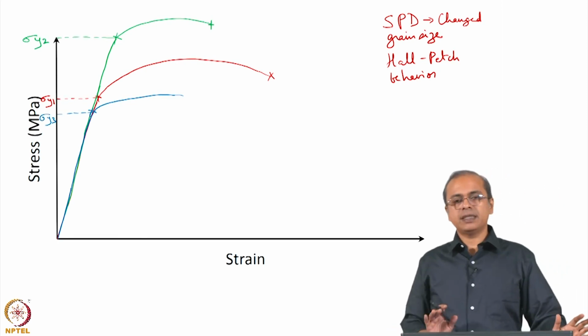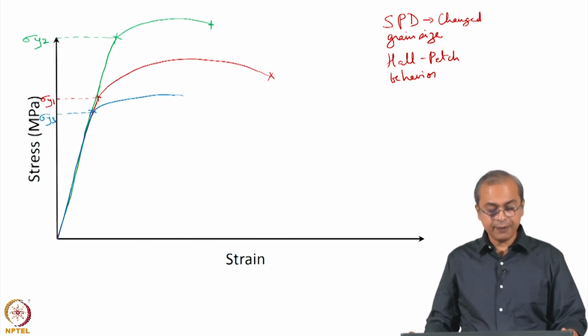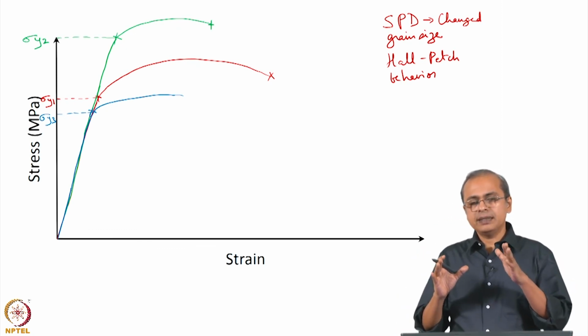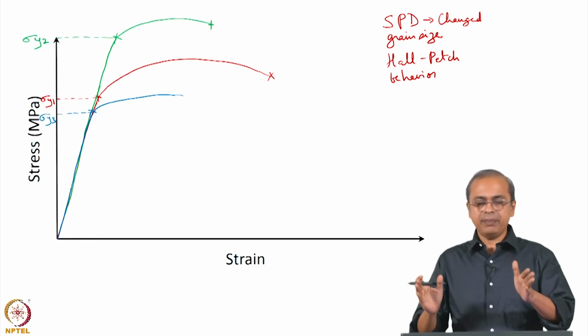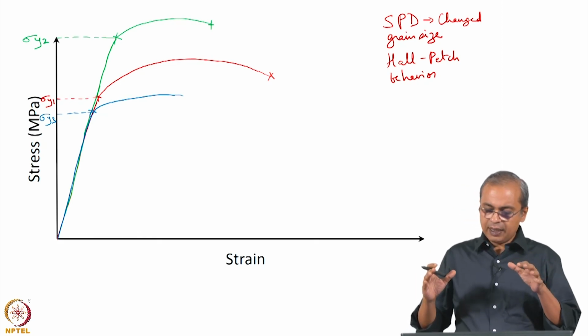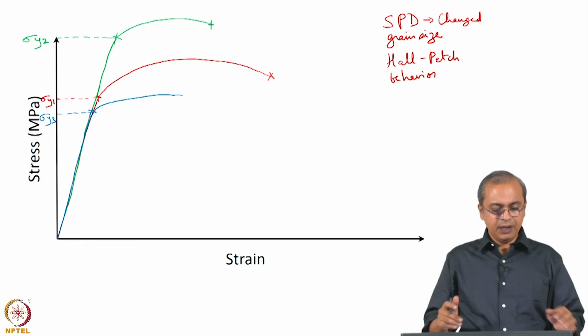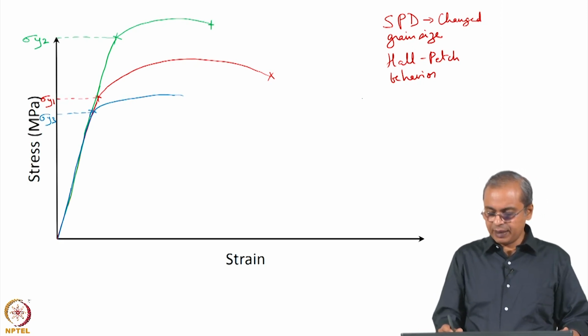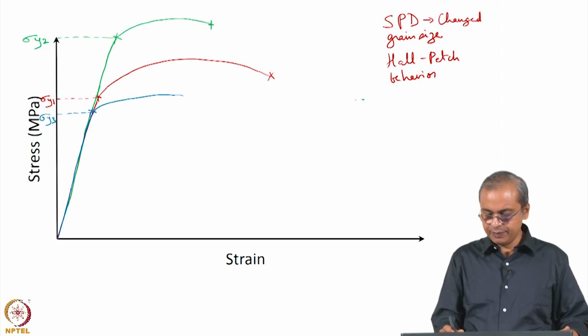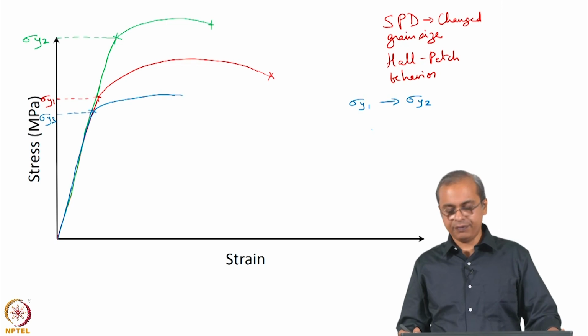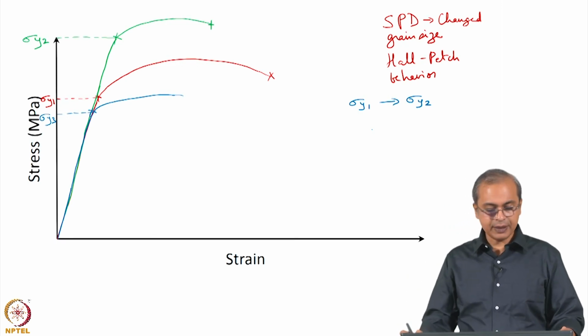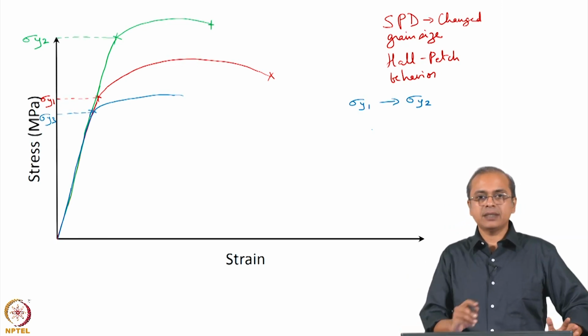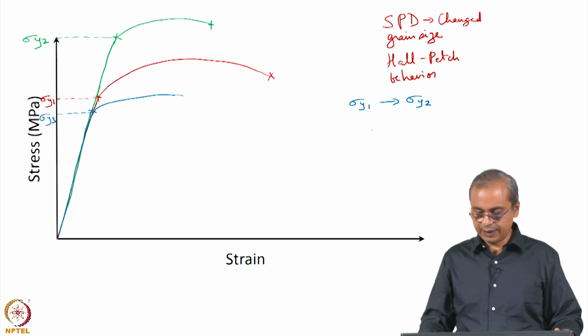So, those kinds of things can happen. So, this is what we are looking at. Generally we want better mechanical properties. When we do severe plastic deformation, we would like to go from sigma y1 to sigma y2. This is our preferred state that we wish to accomplish, and that is what we are trying to do in most conditions.